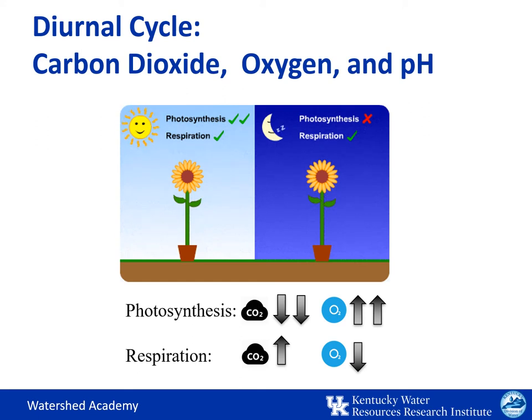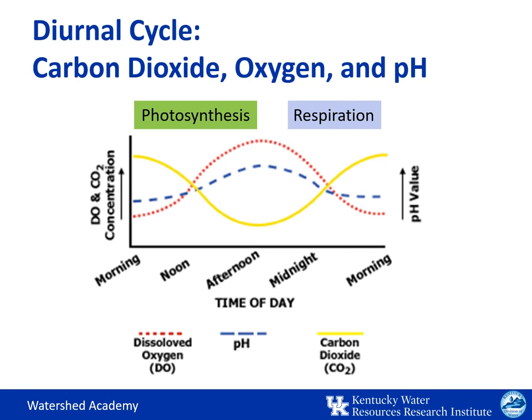If you have an overabundance of algae or plants within a stream, the highs become higher and the lows become lower. This chart illustrates the diurnal cycle and the relationship between the dissolved oxygen, shown in the red, carbon dioxide, shown in yellow, and pH, shown in the blue. You can see that in the morning, the noon, and the afternoon, when photosynthesis is the dominant process, carbon dioxide levels will begin to drop, oxygen levels will begin to increase, and the pH will also gradually increase throughout the day as there's a declining influence on the carbon dioxide or the carbonic acid.